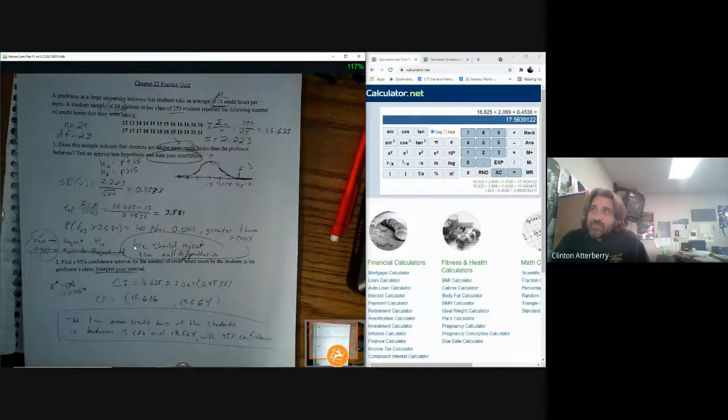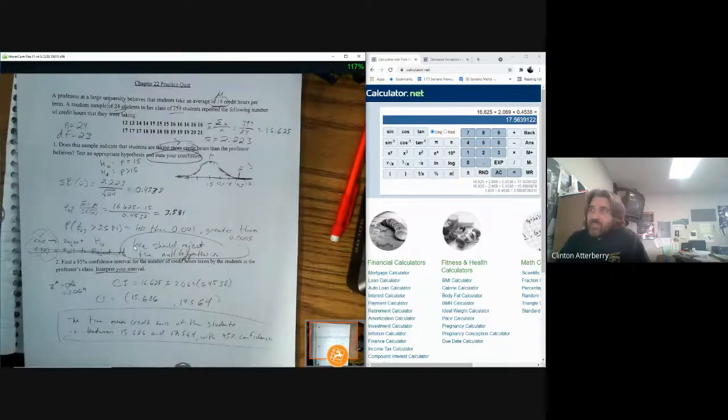A random sample of 24 students in her class of 250 students reported the following number of credit hours they were taking. So 24 students is the sample size, 250 is just information so that you understand that she doesn't just have like 50 students or 1 billion students. She's got 250. So that's supposed to help you with determining if we can use this kind of data. If it's too big of a sample, they say it's not that good. If it's too small of a sample, it's not that good.